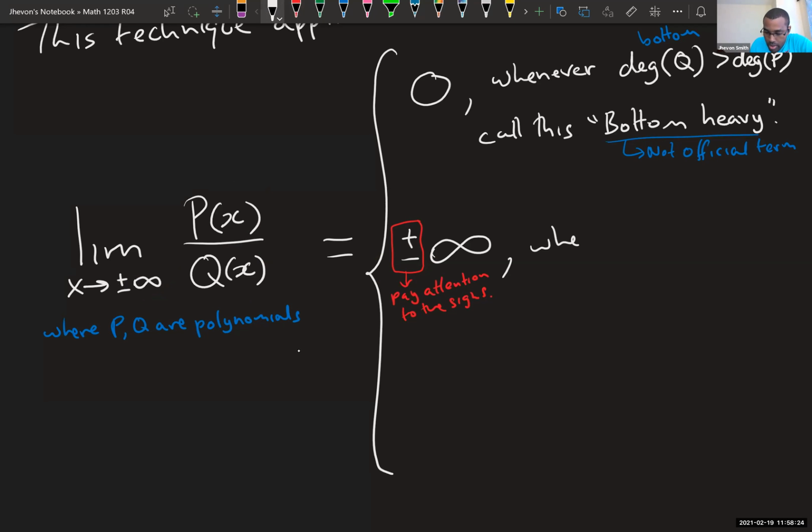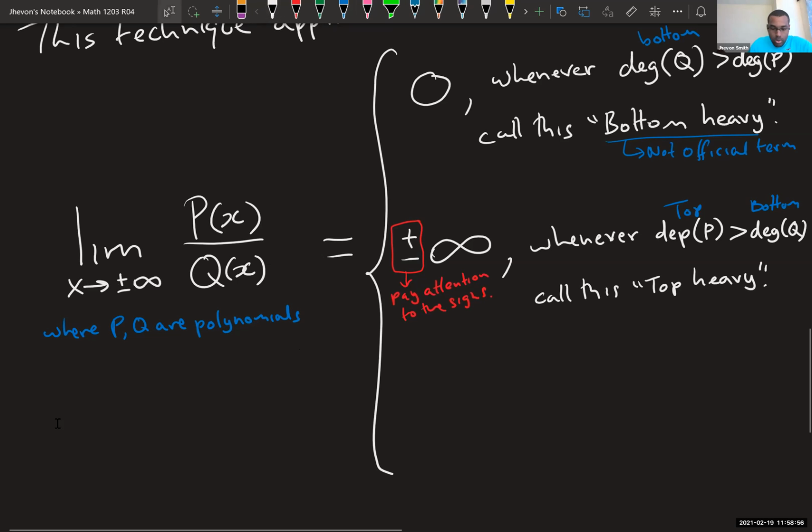This is, of course, whenever the opposite happens. The degree of p is larger than the degree of Q. So again, that's the top, that's the bottom. So if the larger one is in the top, it's going to be infinite, right? So you can call this top heavy. Again, not an official term.